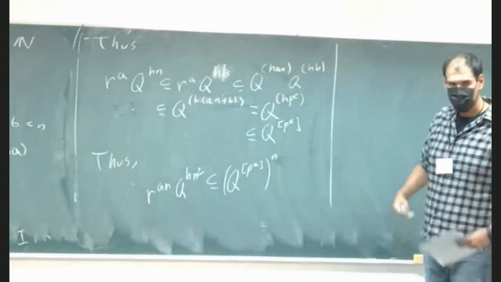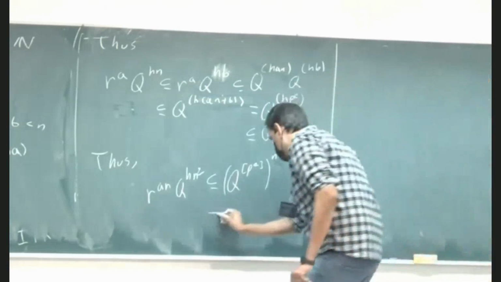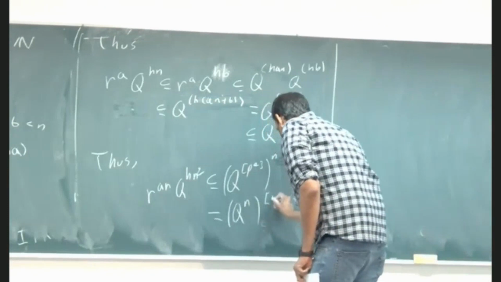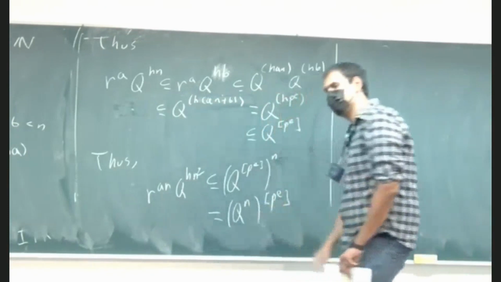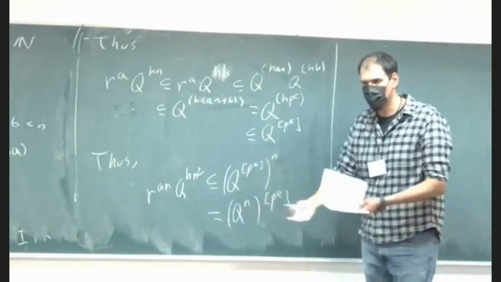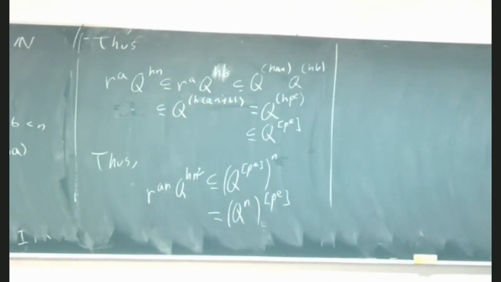Exercise: symbolic powers and ordinary powers commute. So this is the same as q to the n bracket p to the e. This is very easy to see that this commutes just by taking out the generators. That's not problematic. Okay?